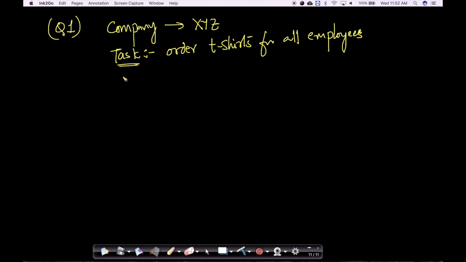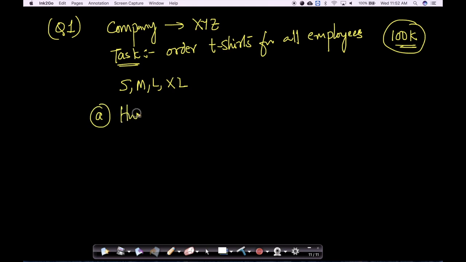Now, the big question here is there are multiple sizes of t-shirts. You have small, medium, large, extra large. Now, let's assume you have some 100,000 employees, right? Now, this is a very important question. So let's start with question A. How many XL t-shirts should you order?